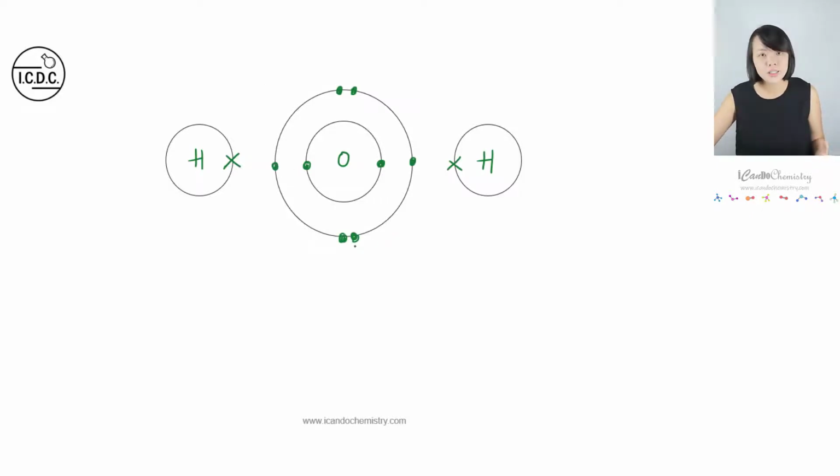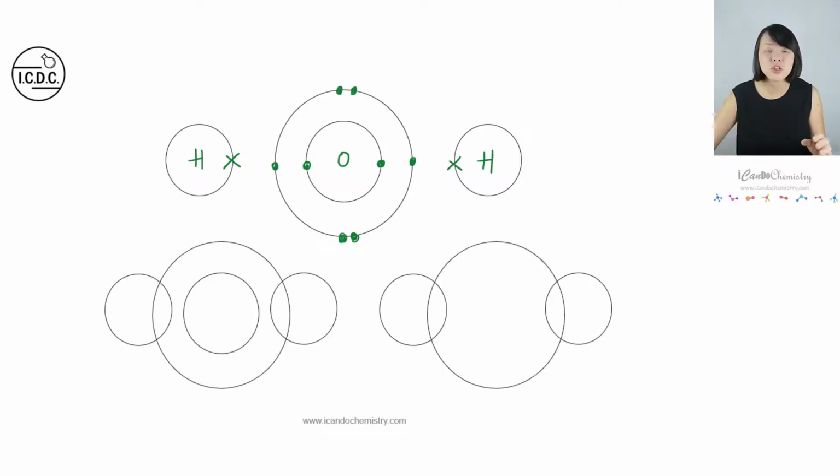So we know that hydrogen has only 1 shell and it needs 1 more electron to attain the noble gas electronic configuration. For oxygen, it has 2 shells, so the second shell needs to have 8 electrons to attain the noble gas electronic configuration. So what they can do is each hydrogen shares its 1 electron and oxygen shares 2 of its electrons, 1 to each of the hydrogen. So a dot and cross diagram for a water molecule will look like this.